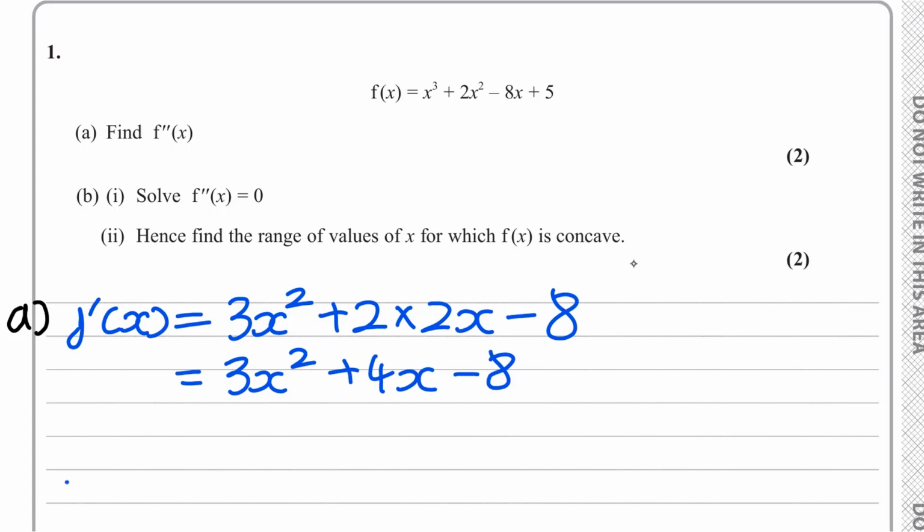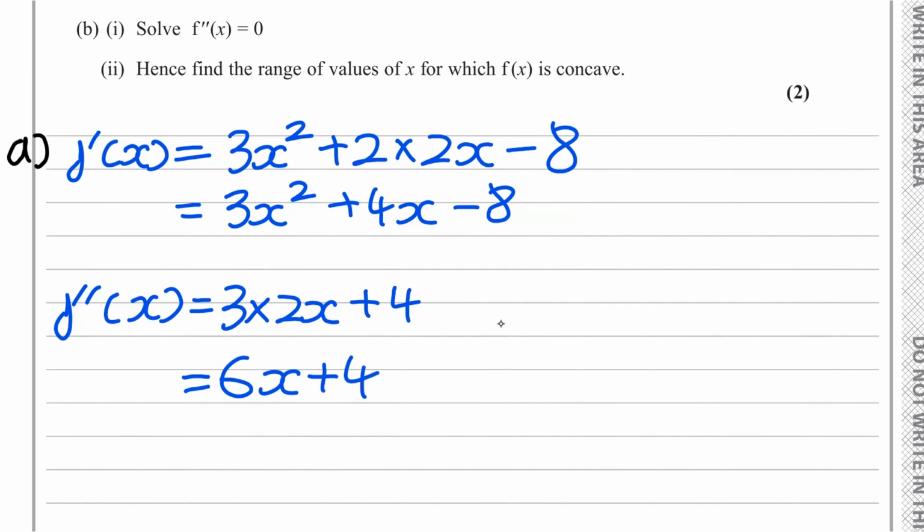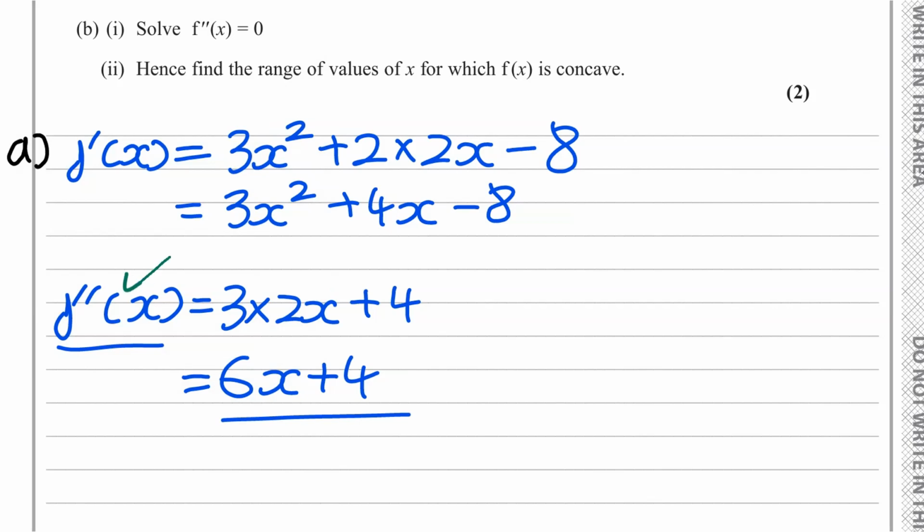So therefore to find f''(x), we're just going to differentiate this again. If we differentiate 3x squared, it's going to be 3 times 2x, and then it's just going to be plus 4, and then this minus 8 is going to go away. So this is going to be equal to 3 times 2, which is 6, so it's going to be 6x plus 4. So f''(x) is equal to 6x plus 4. You get 1 mark for attempting to differentiate to find f''(x), and you get another mark for getting this 6x plus 4.